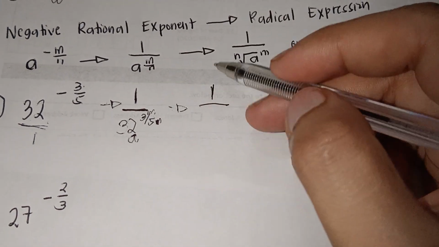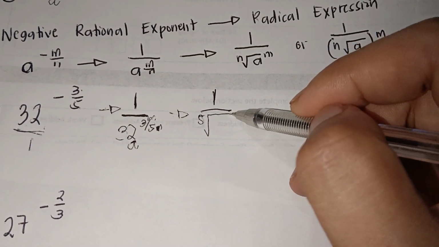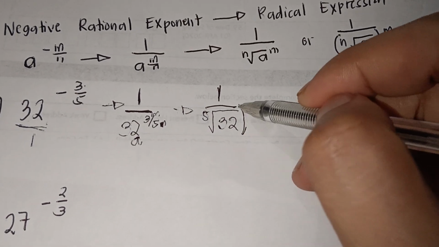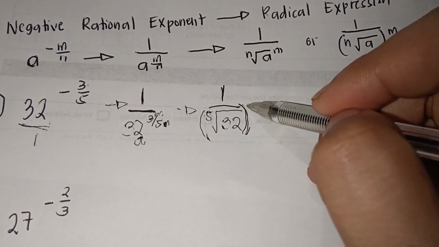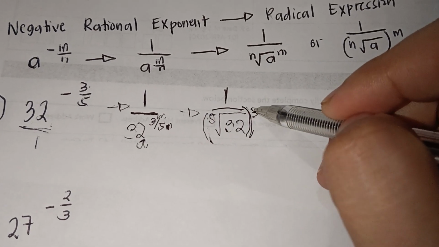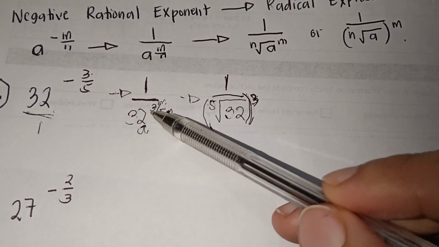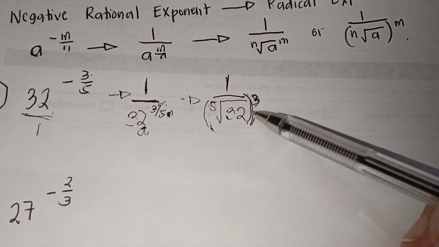So, we have fifth root 32. Tapos, naka-raise po siya all over doon sa cube. Sorry, hindi cube root. Cube lang pala. Okay? Kasi yun po yung M natin. So, M serves as the exponent para dito po.